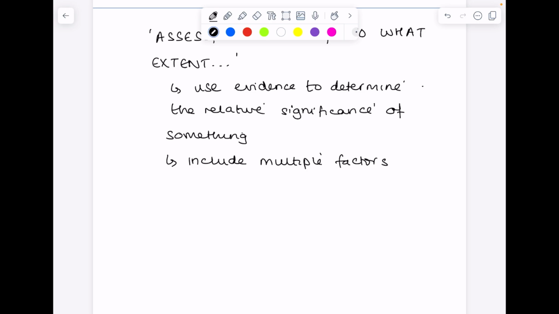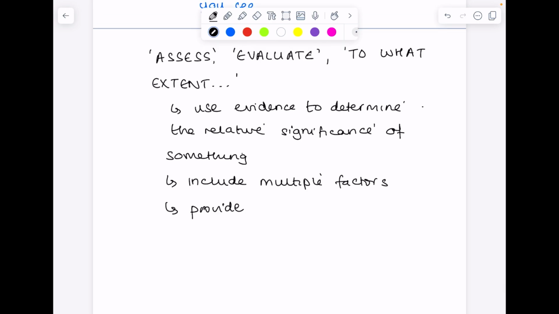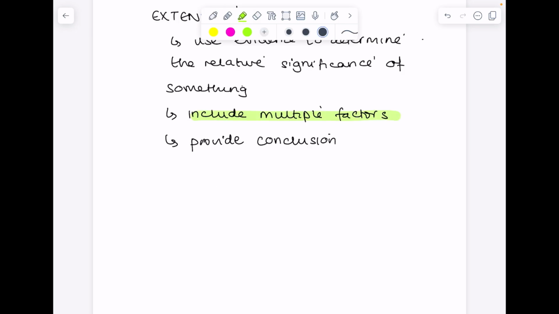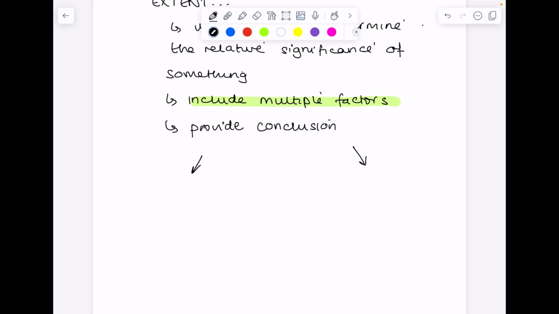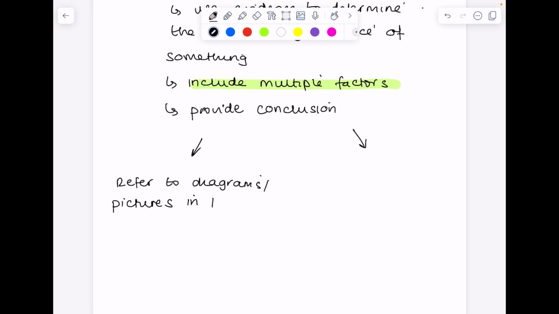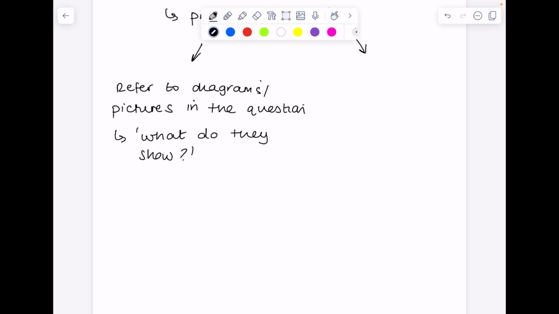And because of the use of the words assess and evaluate, you often need to provide a conclusion with these sorts of questions. So based on everything you've written higher up in your answer, fundamentally, what do you think is the right option to go with? I think that's where so many people fall down, is they don't describe enough factors. Now, it doesn't really matter what the question is. You will have to make a direct reference to any of the pictures or diagrams provided in the question. So make sure you point out in your answer what they show and how that relates to your answer.